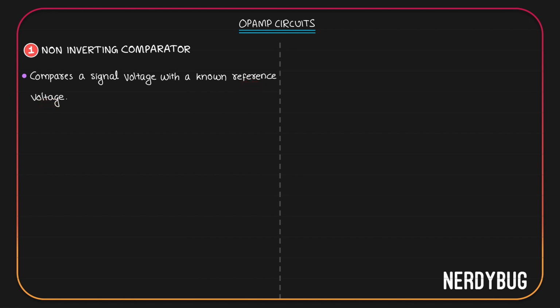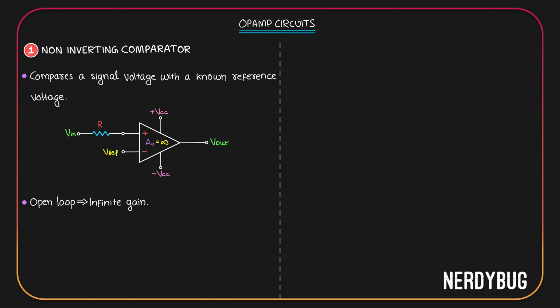To build a non-inverting comparator, let us take an op-amp. Open loop gain is infinite, so we have an ideal op-amp. We'll give the input to the non-inverting terminal through a resistor like this. At the inverting terminal, we will give a reference voltage. The most important point here is there is no feedback loop. We are not feeding the output back to the input. Since the op-amp is in open loop condition, effective gain of this circuit will be the original gain of the op-amp, which is infinite.